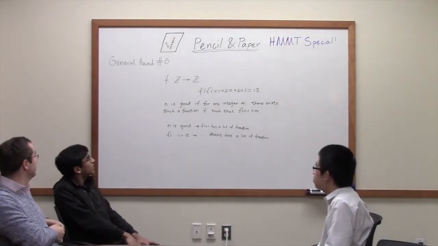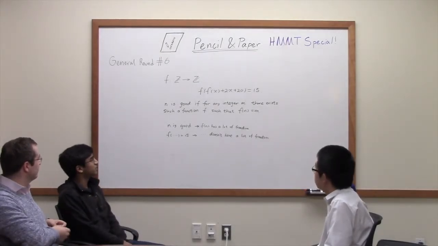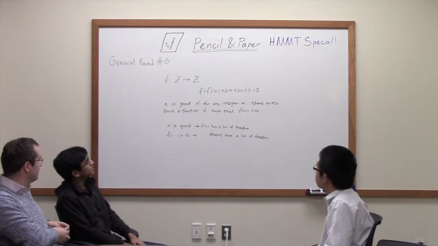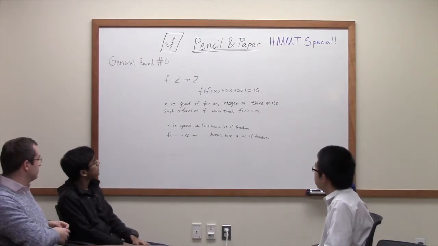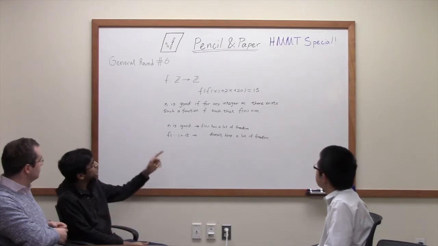All right, so this is the third problem. It's number 6 from the general round. And we have this functional equation. So we have a function f from the set of integers to the set of integers that satisfies this condition.